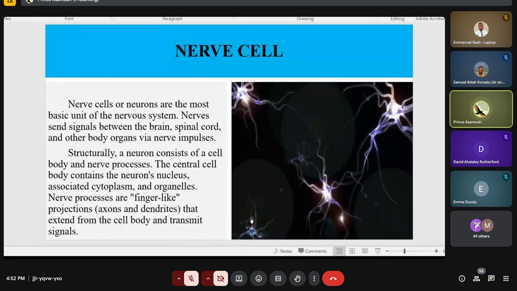So we have nerve cells. This is how it looks. So you realize that the shape, the morphology of a skin cell is different from a nerve cell, is different from a blood cell. But what actually is in every cell stays the same. Okay, so that is nerve cell.